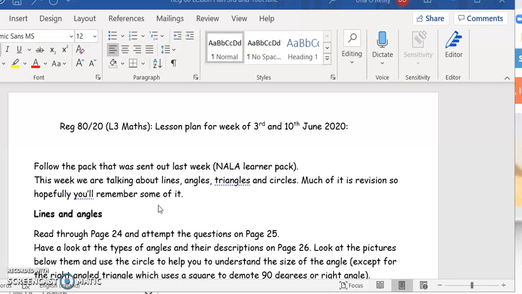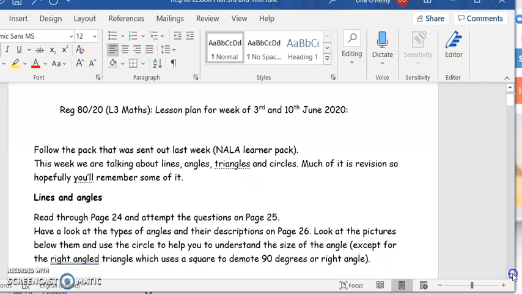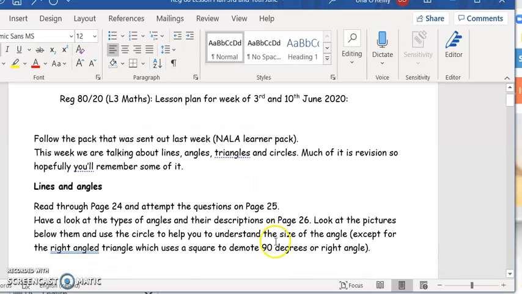Okay, so we'll kick off with lines and angles, and we'll read through page 24 and attempt the questions on page 25. And then I want to have a look at the types of angles and their descriptions on page 26. We look at the pictures below them to help you visualize what the angles look like. They generally use an arc or a circle to show you the size of the angle, except for a 90-degree angle or a right angle, which uses a square to denote it.